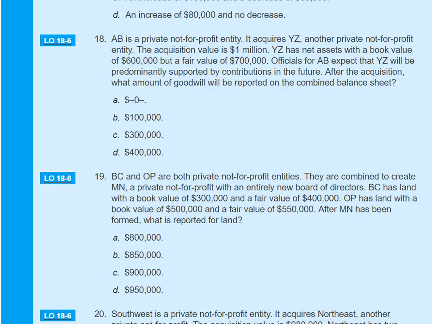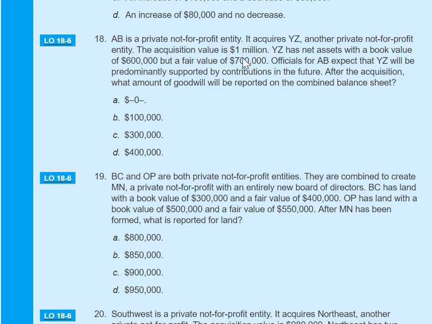In that case, we're gonna call it merger. So there is a very subtle difference. Now this case is an acquisition because it says AB acquires YZ. So now the acquisition value is 1 million, and then YZ's net asset has a book value of 600,000 but a fair value of 700,000.